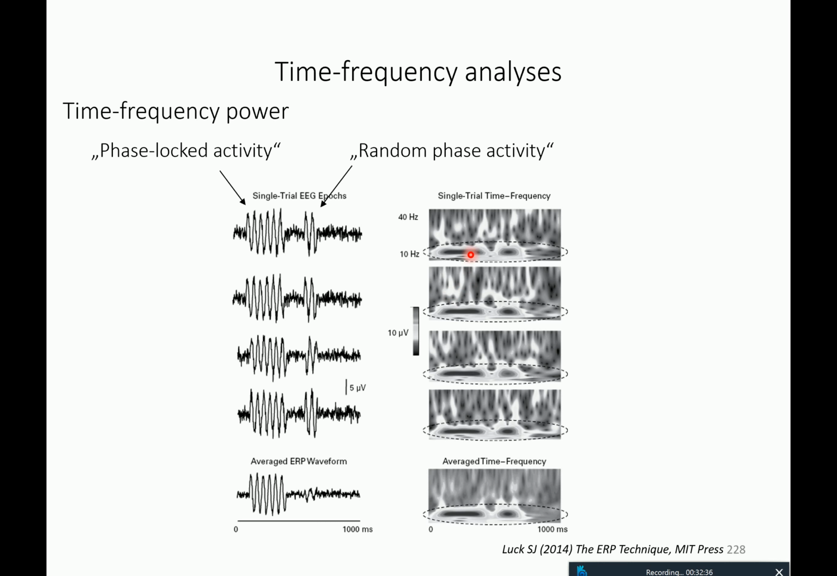Now, what is described here is that you can do time domain averaging, or you can transform each of these single trial EEG epochs into a time frequency spectrum, and then you can look at the single trial time frequency spectra, and you can of course also average these single trial time frequency spectra together, which is shown here.